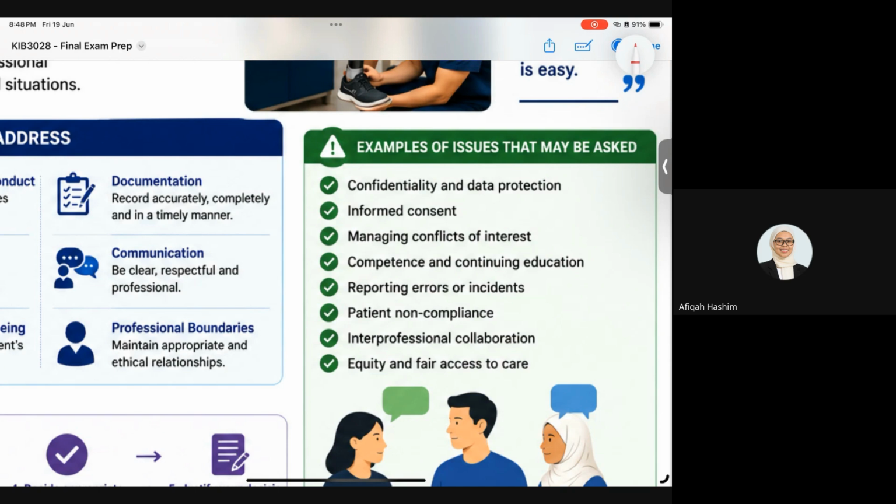Throughout this course, we have discussed anatomy, biomechanics, orthotic design, research evidence, but none of this matters if we forget about our professional responsibility. So you will use this in real life and also in your exam.